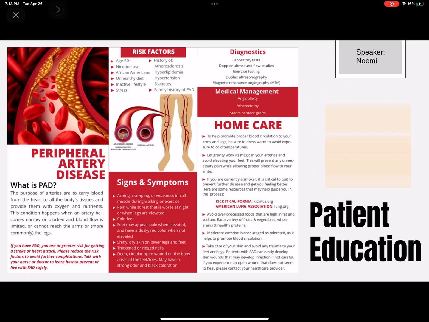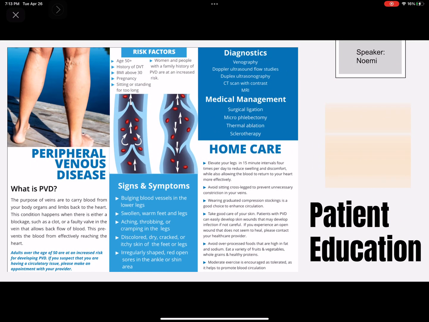Patient education. This is a brochure that was provided to our patient upon discharge. It defines peripheral arterial disease, offers risk factors, mentions signs and symptoms, diagnostic tests, medical management, and home care. Additionally, it also includes two websites to visit for further information. And this brochure was provided upon discharge to another patient with peripheral venous disease. It explains risk factors, signs and symptoms, diagnostic tests, medical management, and home care.